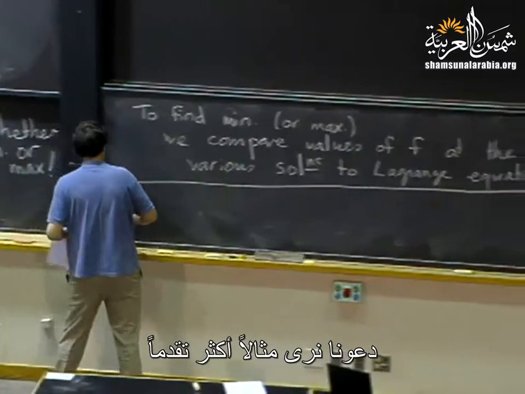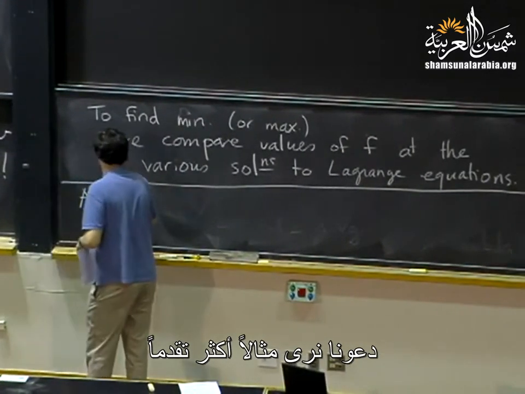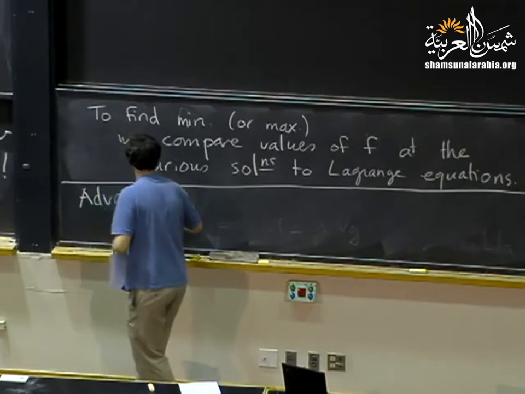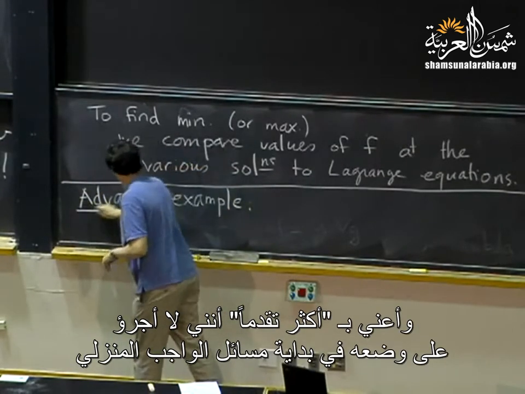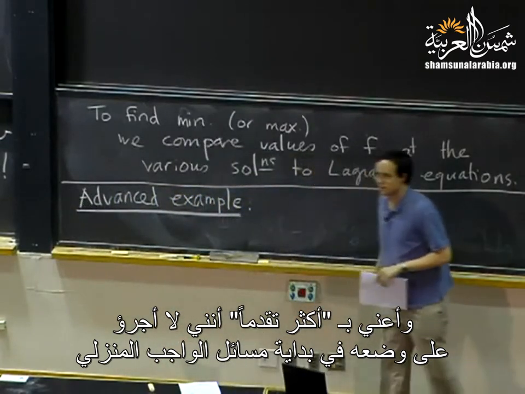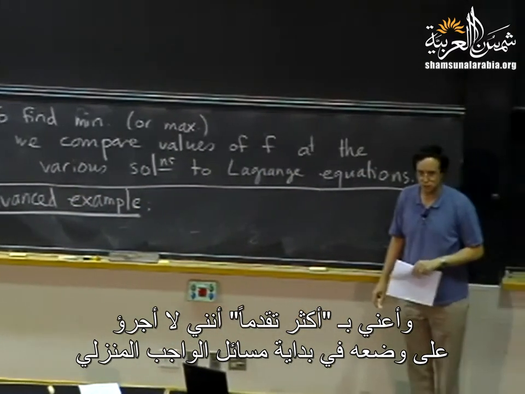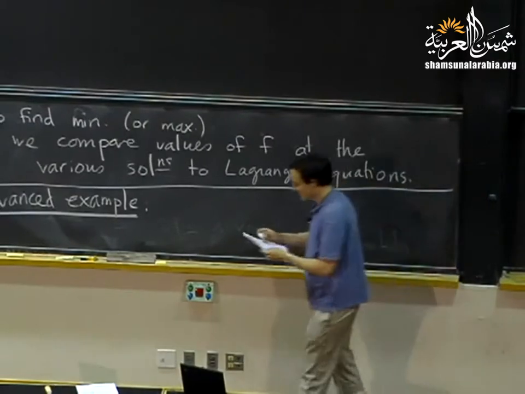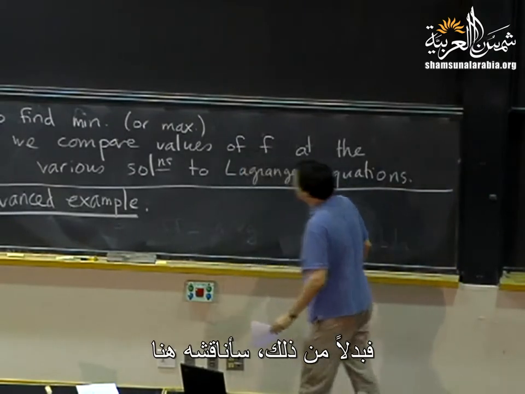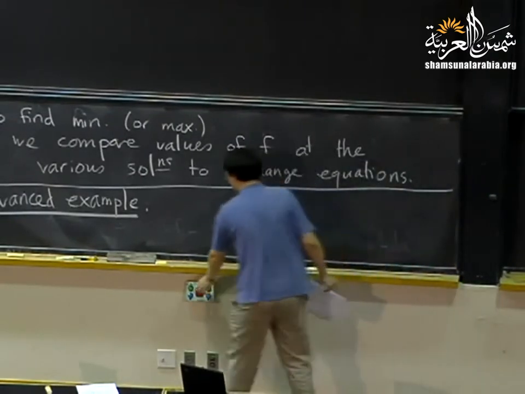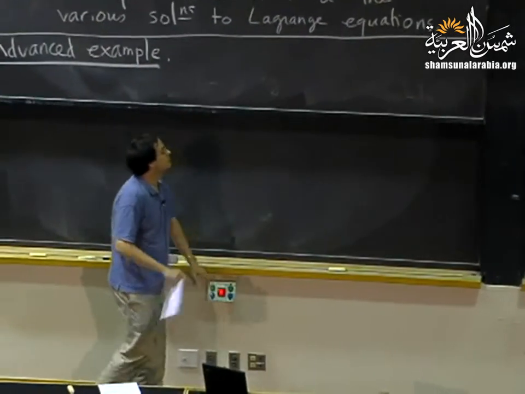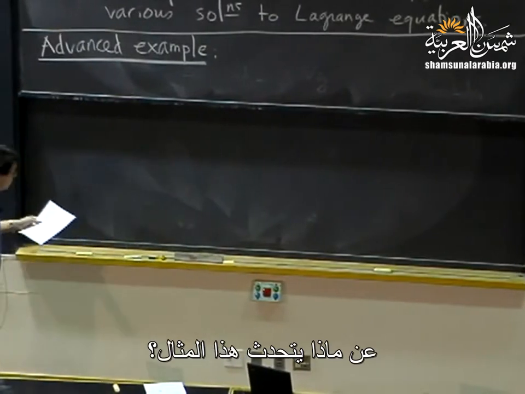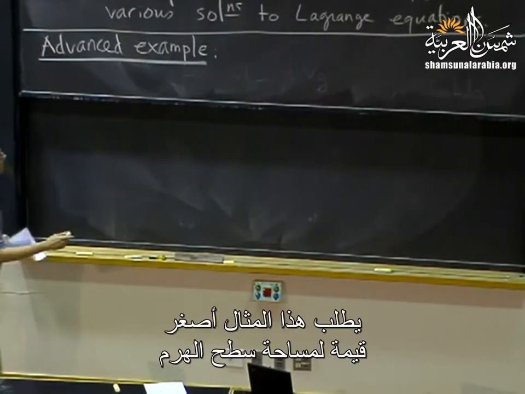Okay, let's do an advanced example. Advanced means that this one I didn't actually dare to put on part B of the problem set. So instead I'm going to do it. What is this going to be about? We're going to look for a surface minimizing pyramid.